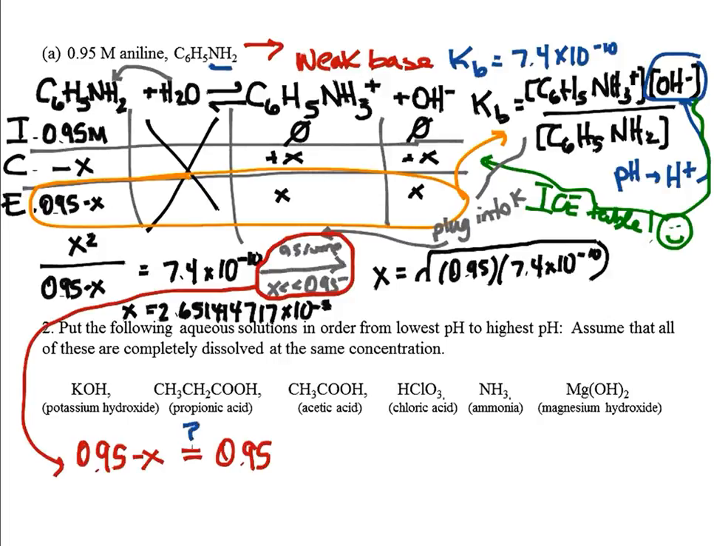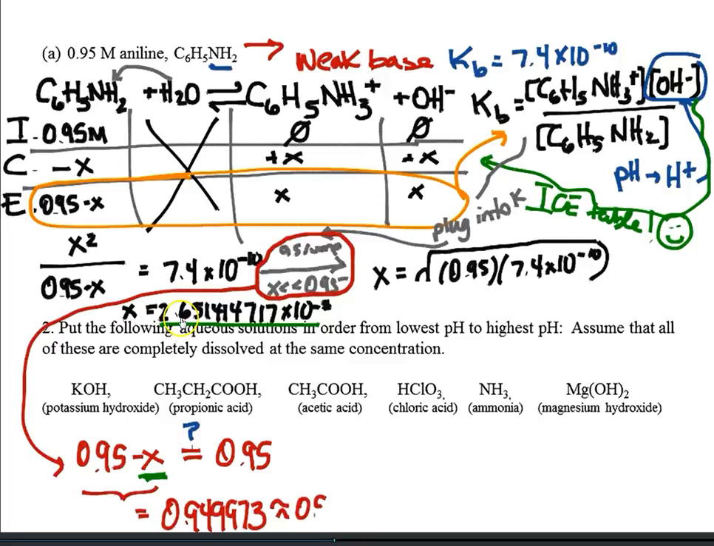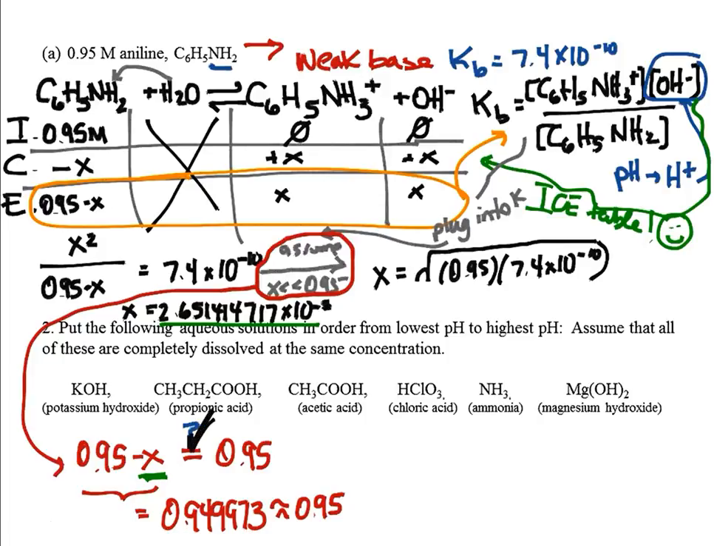0.95 minus x. The question is, is that really the same thing as 0.95? So if we subtract the x value we got, 2.65 times 10 to the minus 5, then you end up getting 0.949973, which certainly rounds to 0.95 when we round it to 2 digits after the decimal. So the assumption is valid. I'm going to check that.